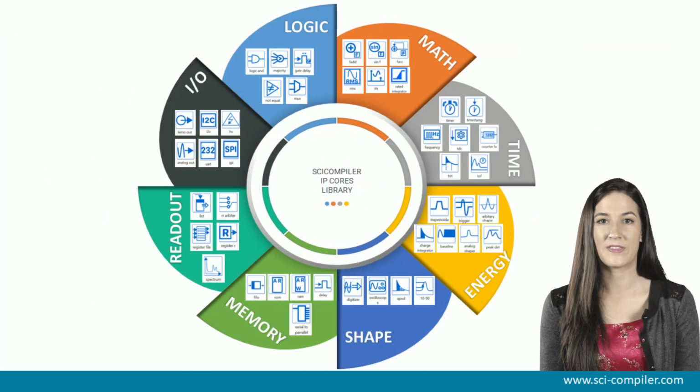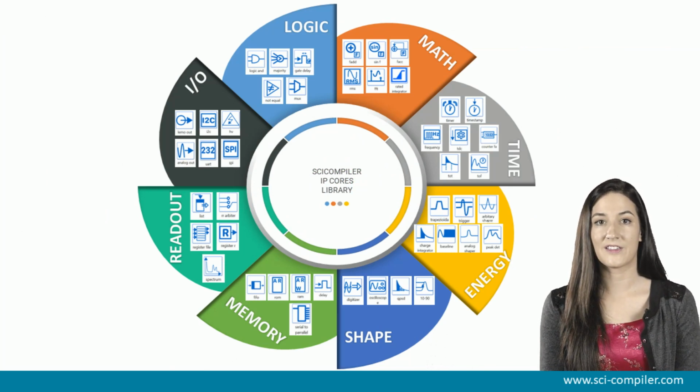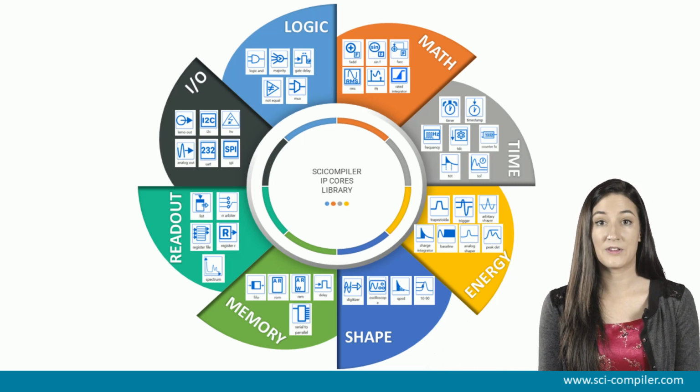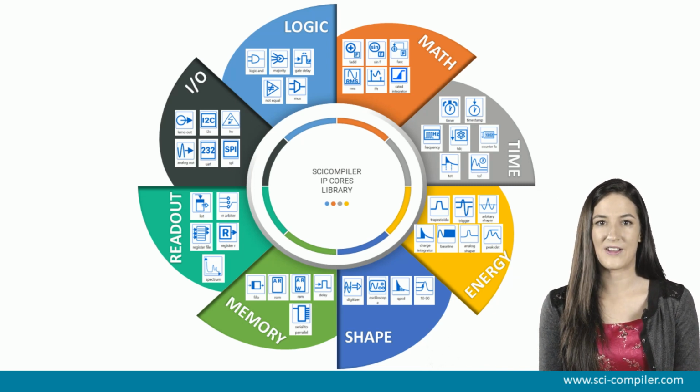SciCompiler comes equipped with an extensive suite of IPs that facilitate a wide array of functions, from digital logic and mathematical operations to sophisticated algorithms. These include charge integration, trapezoidal filtering, peak detection, analog shaping, time-to-digital conversion, and center of mass calculations. Additionally, specialized IPs are readily available for tasks such as waveform digitization, data readout, and system configuration.